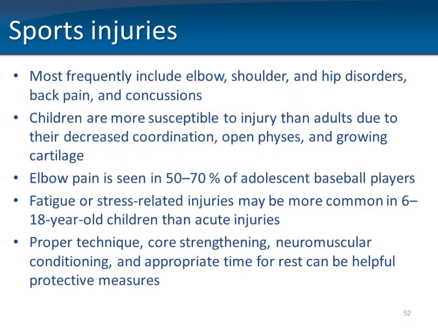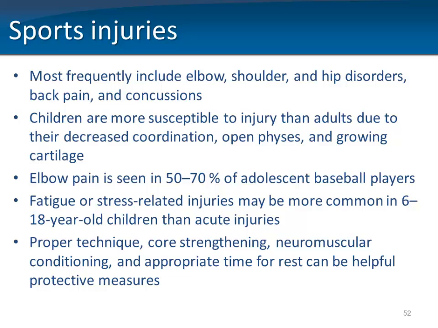So sports injuries is an increasing part of our daily clinical routine. It most frequently includes elbow, shoulder, hip disorders, back pain, and concussions. Children are more susceptible to injury because they have decreased coordination, open physis, and are still growing. It was interesting to see in one paper that elbow pain in baseball players, an American paper, is as frequent as 70%. Usually it tends to be fatigue or stress-related injuries, and these are more common in the 6 to 18-year-old children, even more common than the acute injuries.